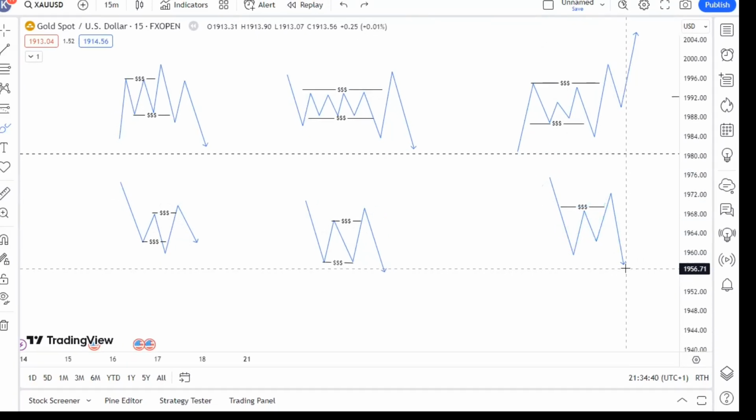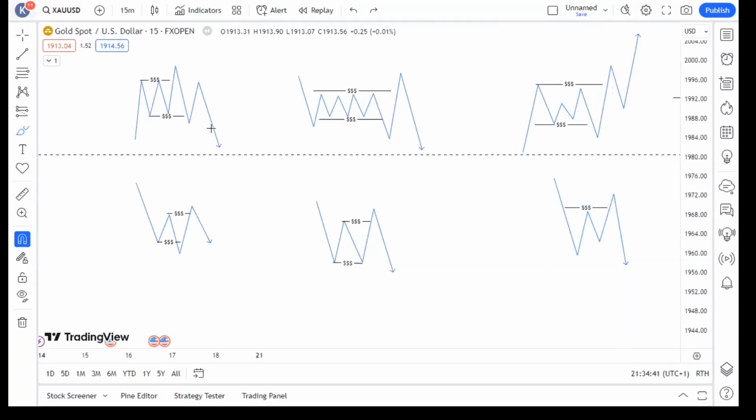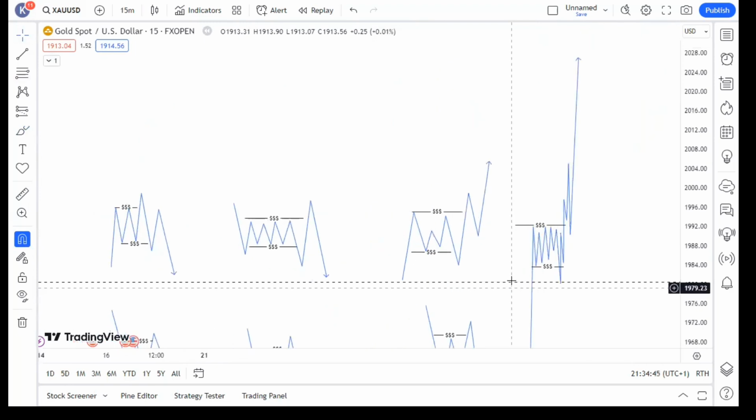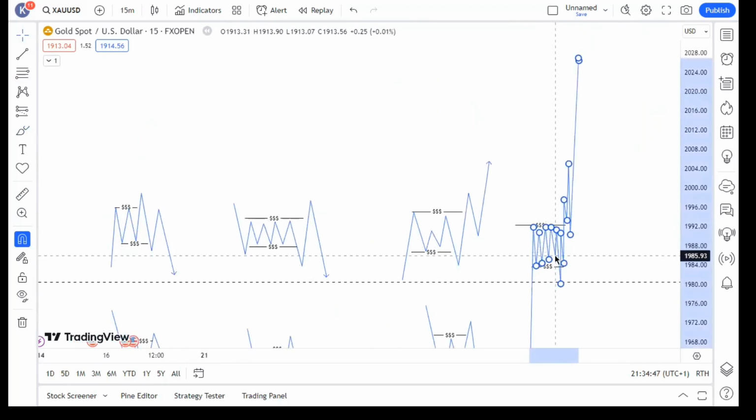So one last interesting setup I want to show you guys is this setup over here. Very, very interesting setup, guys.